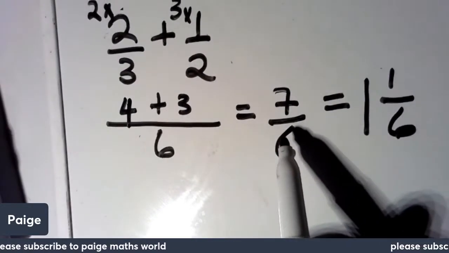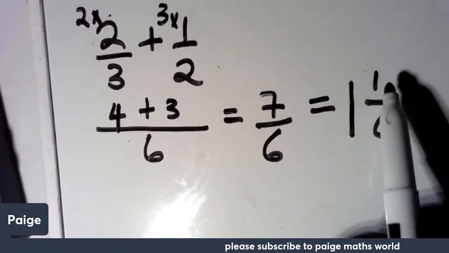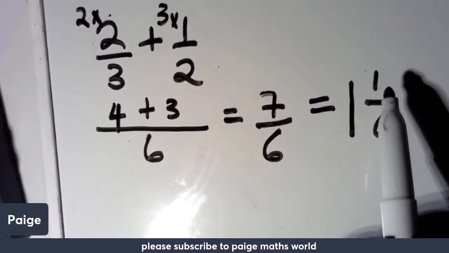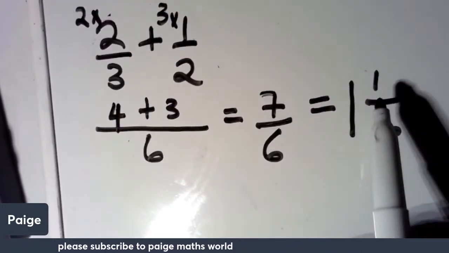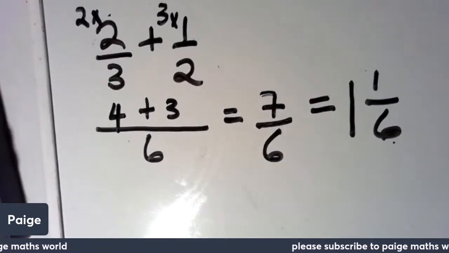So how can we get this back? Let us look. 6 times 1 would give us 6, right? Plus 1, that would give us 7. So 6 times 1 is 6, plus 1, 7, and so we would get back 7 over 6. All right?